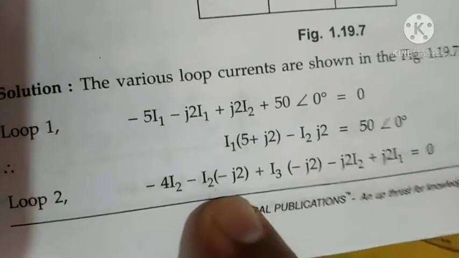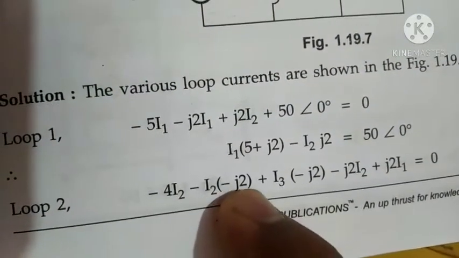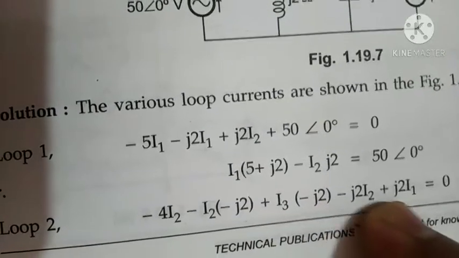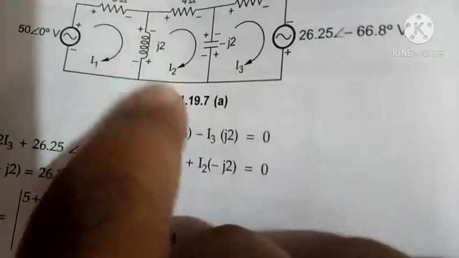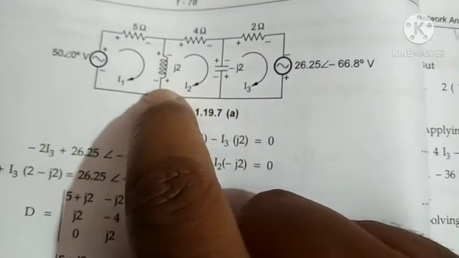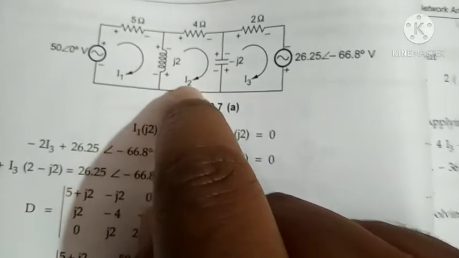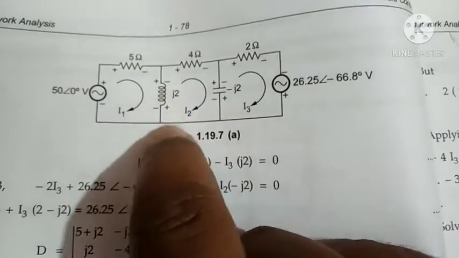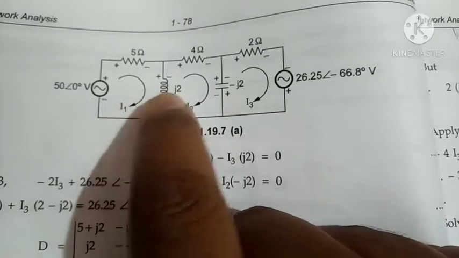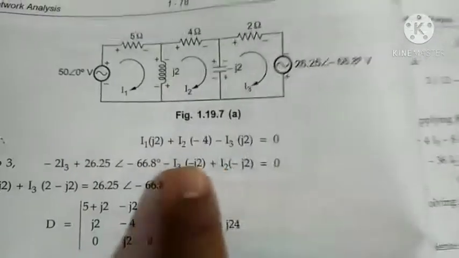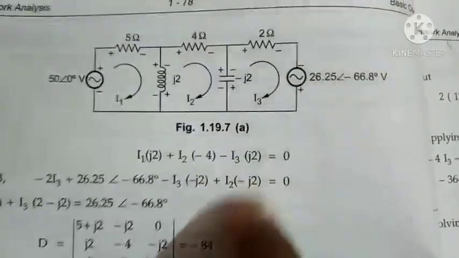So minus 4I2, minus I2 into minus j2, plus I3 into minus j2, minus j2 into I2, plus j2 into I1. Here while moving, because plus to minus is there, minus I2 into j2, minus I2 into j2, plus I1 into j2 is equal to 0. After simplifying, we get the second loop equation like this.